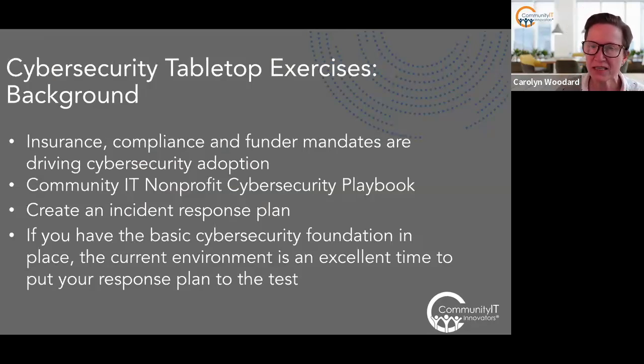But Matt, can you set the stage for us? Why are nonprofits hearing about and interested in tabletop exercises at this moment? Yeah, so I think it's a great question. I'm really excited that we're at this point and being able to talk about doing a tabletop exercise. We've been talking about cybersecurity for quite a while.